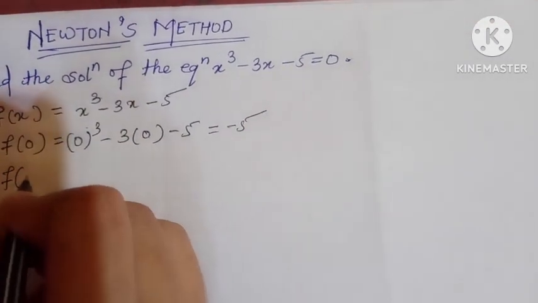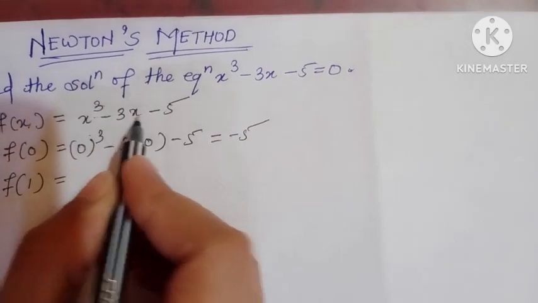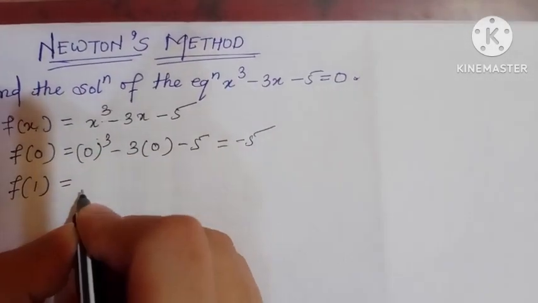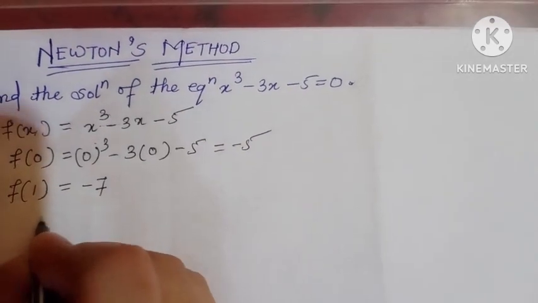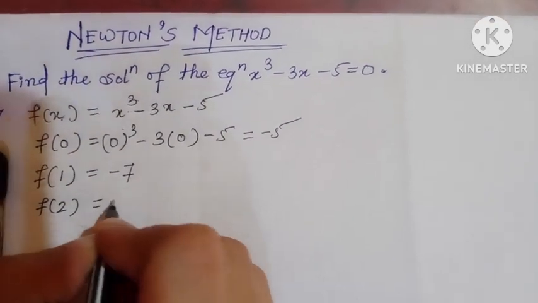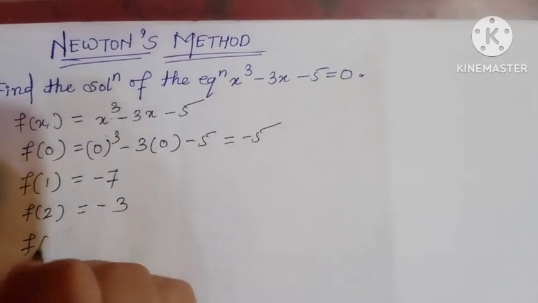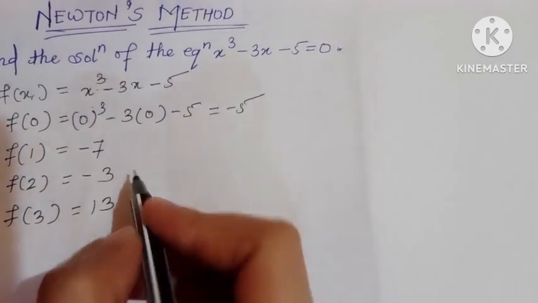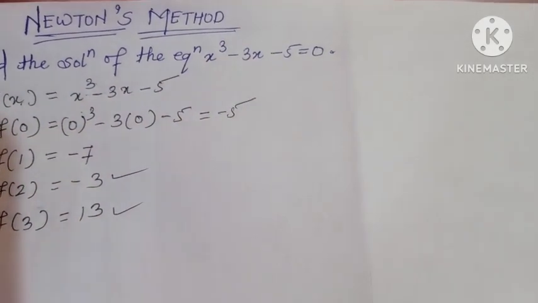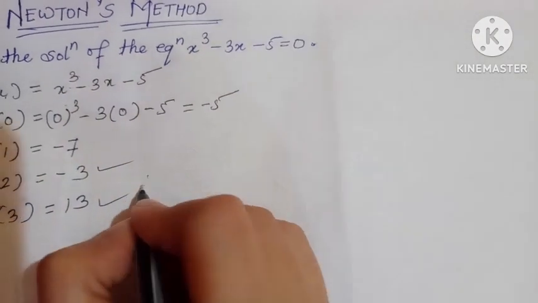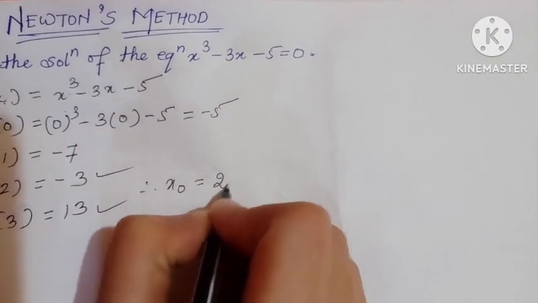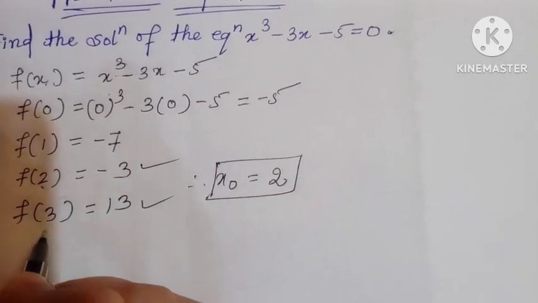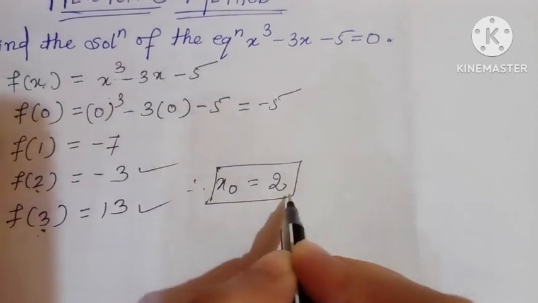Same, find f(1). In the place of x, substitute 1. 1 cube minus 3 ones are 3 minus 5. So our answer will be minus 7. f(2) is equal to minus 3. f(3) is equal to 30. So we will stop here. Why? Because we got one negative and one positive value. Okay. So therefore x0 will be 2. So you can take 2 or also you can take 3. So I have taken 2.